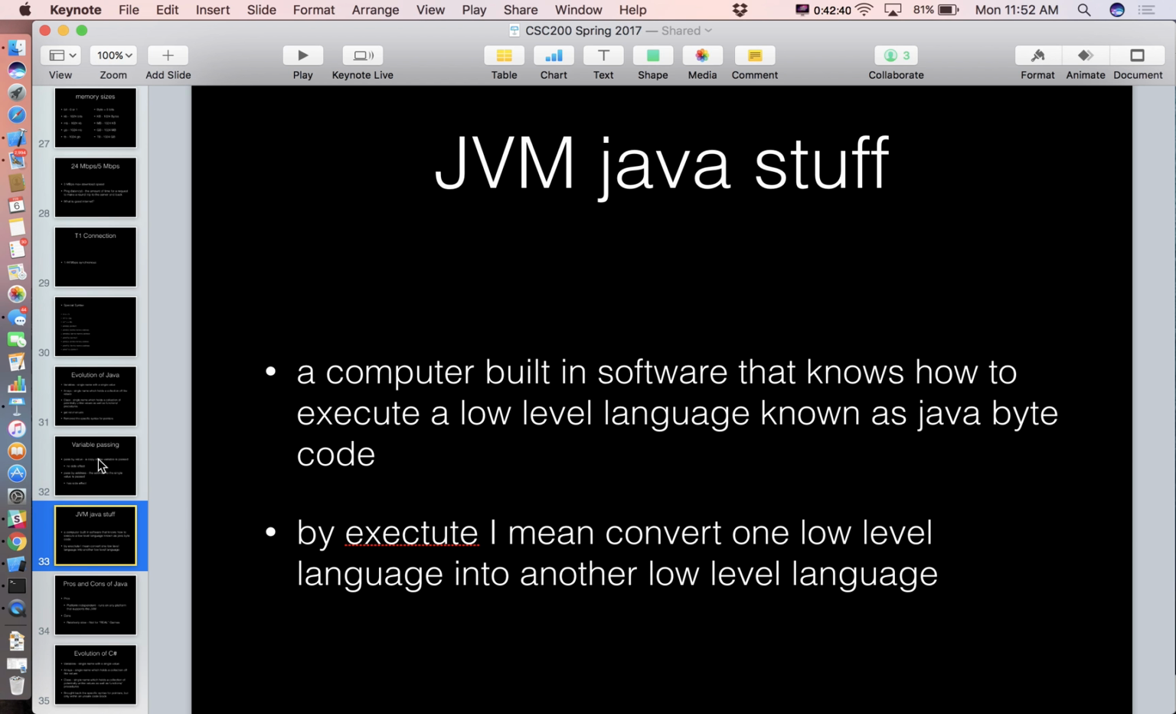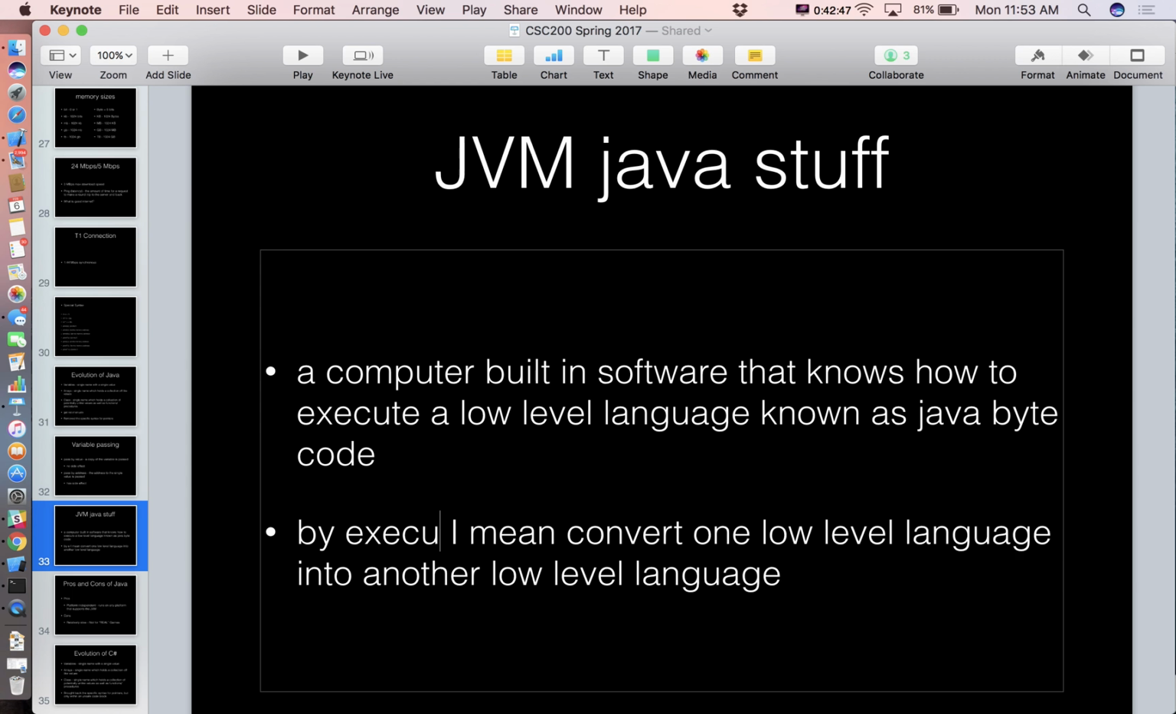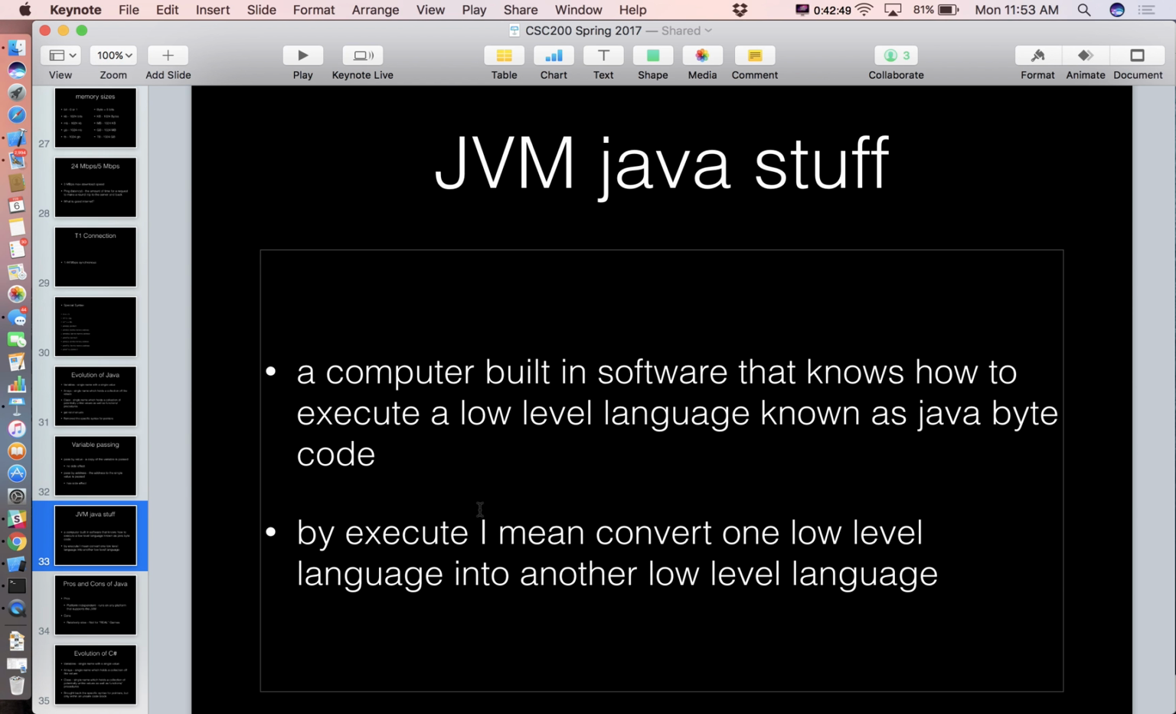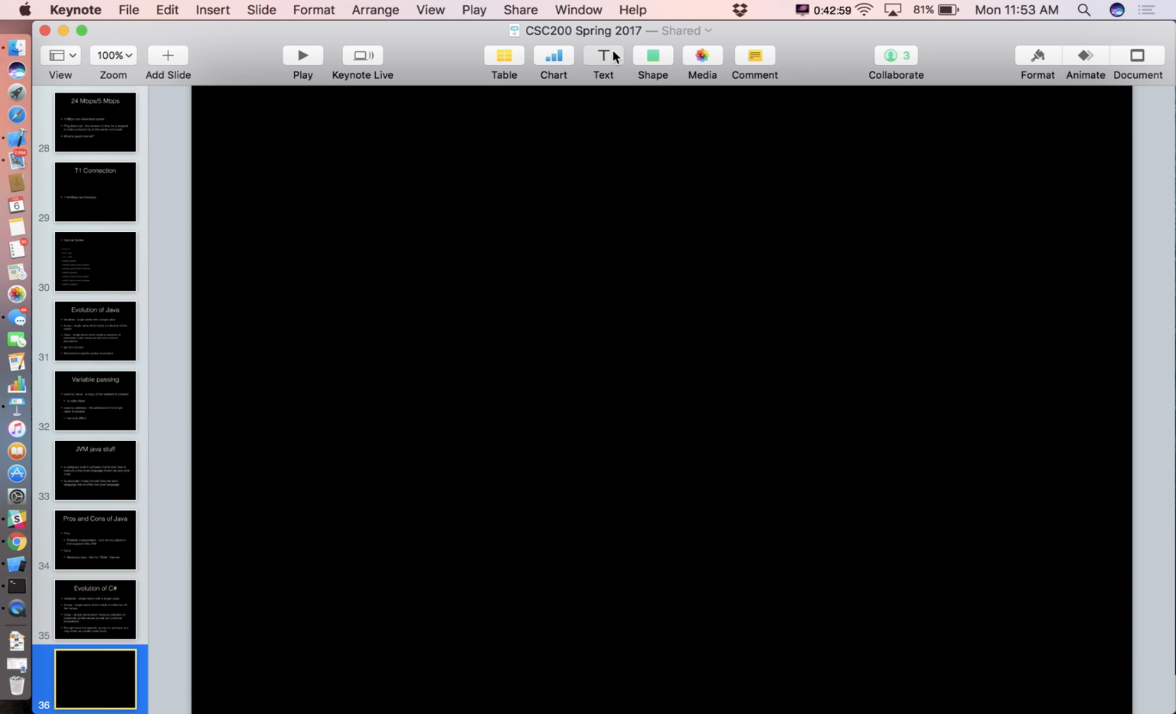So the idea, and let's actually just draw a picture of what that looks like. I think that's the better way of doing this.